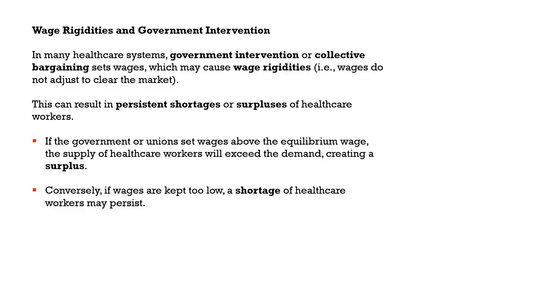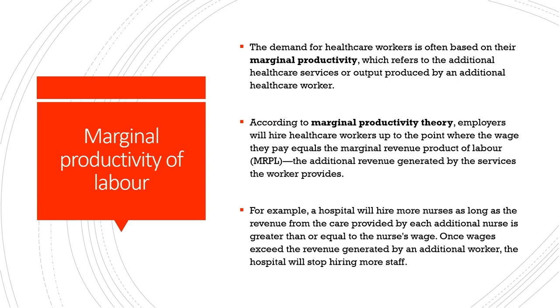For example, if the government sets wages above the equilibrium wage, supply of healthcare workers may exceed demand, creating a surplus situation. And if wages are kept too low, a shortage of healthcare workers may persist, giving rise to a situation of excess demand. Now, as a part of the wage determination model, we also often discuss the marginal productivity of labor. I just want to briefly discuss what marginal productivity of labor would mean in the context of the healthcare workforce.